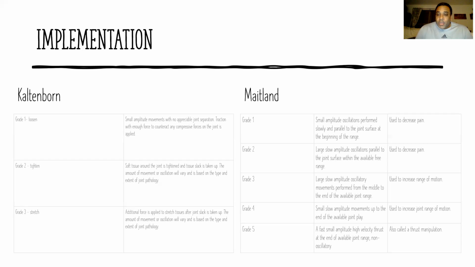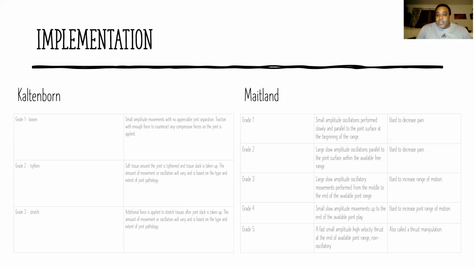Grade 4 is small amplitude movements up to the end of the available joint play, and that's used to increase range of motion. So same thing here, with this one you want to go to the end of the range as well. You want to take it slow, and you want to go from about the three-quarter point to the end. You don't want to go all the way back, and you don't want to go back to the middle of the joint range. You want those oscillations to be small. You don't want them to be large like in grade 3.